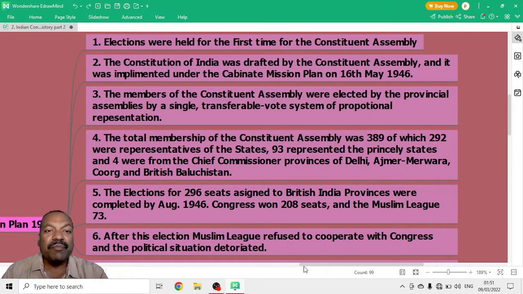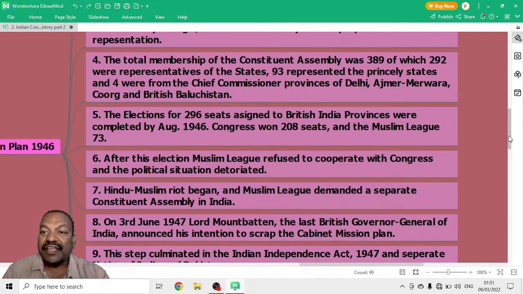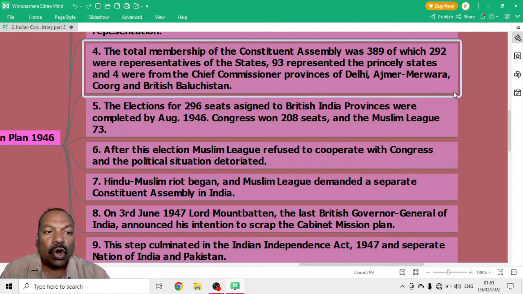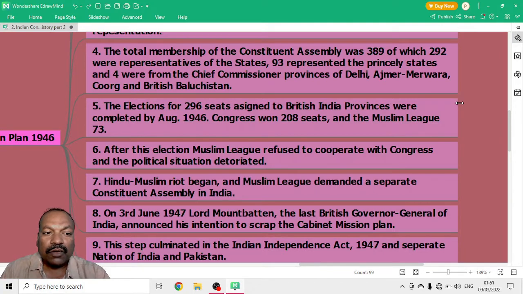Further, the total membership of the Constituent Assembly at that time was 389, of which 292 were representatives of the provinces, 93 represented the princely states, and 4 were from the Chief Commissioner provinces of Delhi, Ajmer-Merwara, Coorg, and British Baluchistan. After that, elections for 296 seats assigned to British India provinces were completed by August 1946.